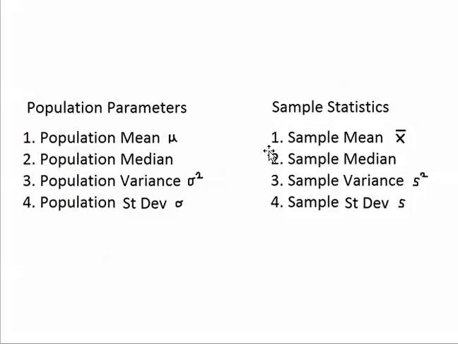So if you're reading an article and someone is reporting a sample mean, instead of saying the sample mean is this number, they might just say x bar equals this number. Or if they're reporting a sample standard deviation, the article might just say s equals this number. So this is the last point that I wanted to make in this video.